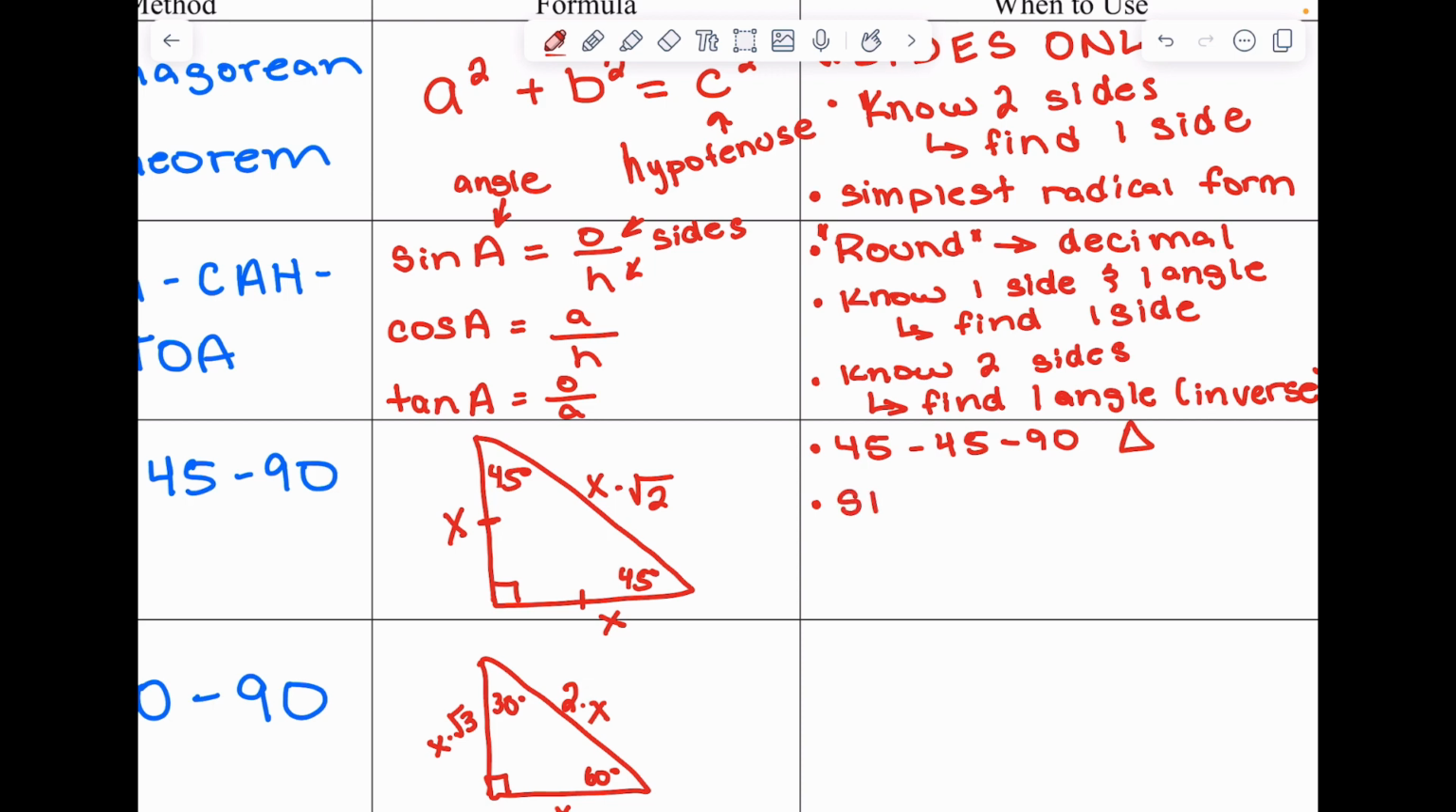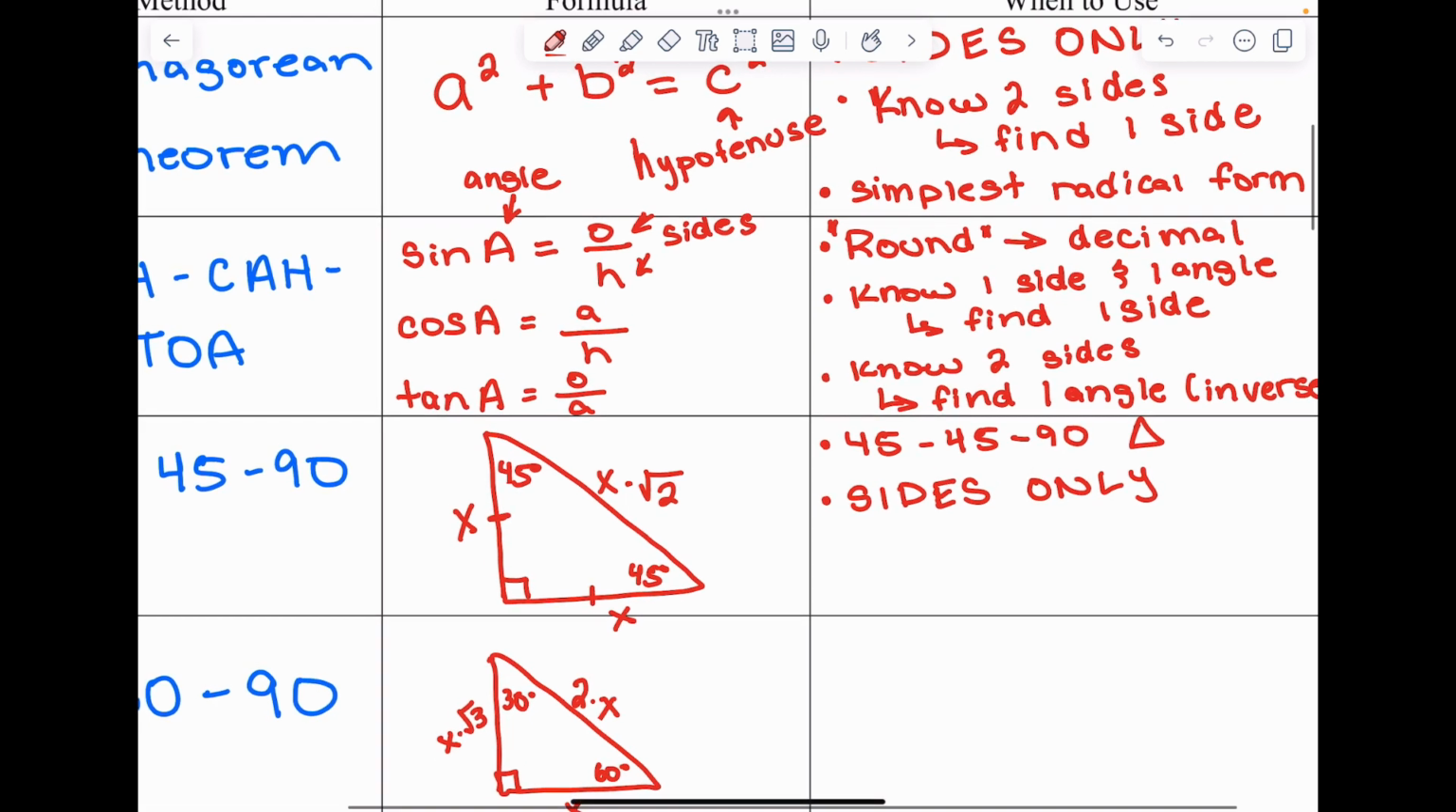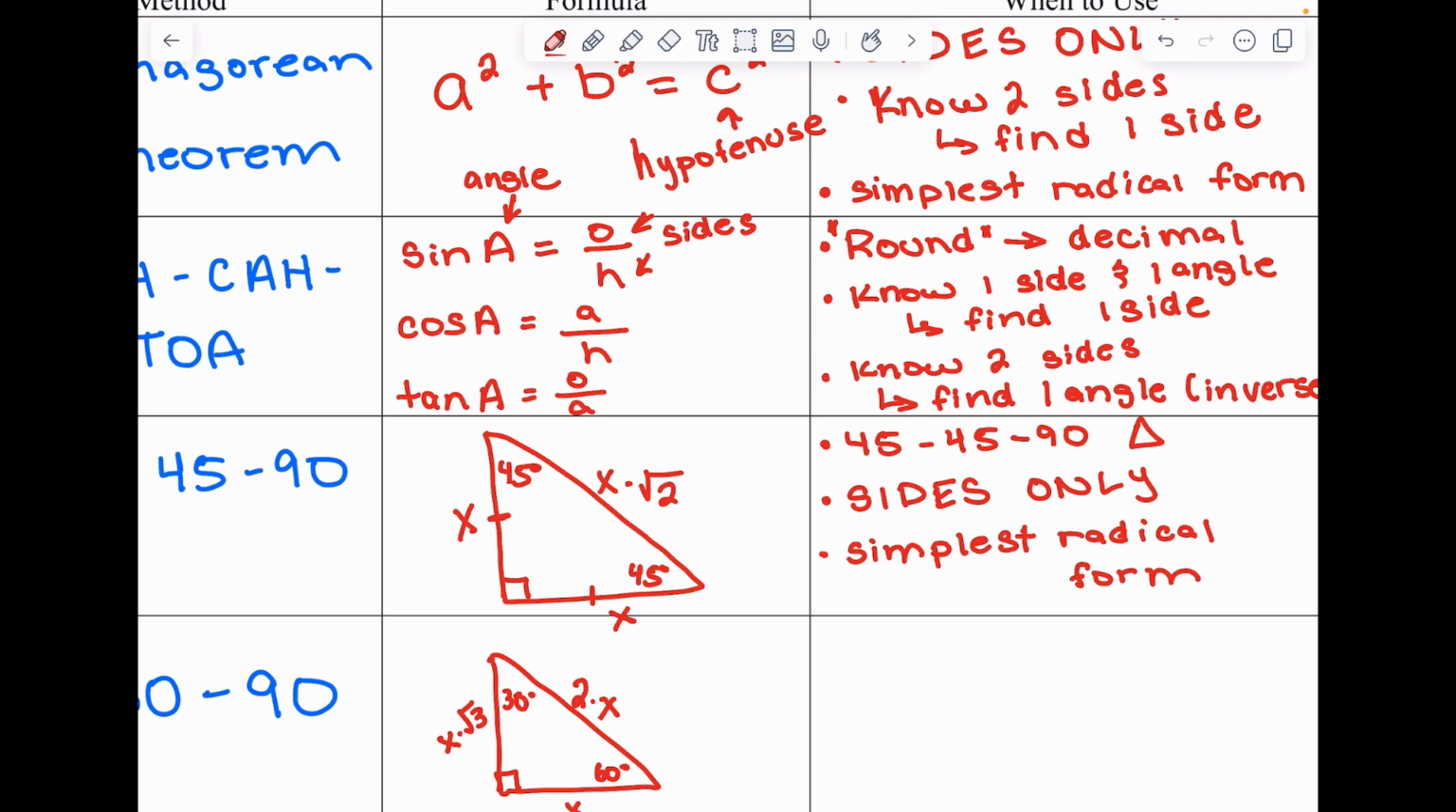This is also a sides-only problem, because we would never use this to find the missing angles, because we already know that the angles are 45 degrees, 45 degrees, and 90 degrees. So we would only ever use this to find missing sides. And this is also a good problem for simplest radical form, because with our pattern, we're just multiplying by radical 2, and by showing our work on our paper, it prevents us from having to plug anything into our calculator. So this is a good simplest radical form problem.